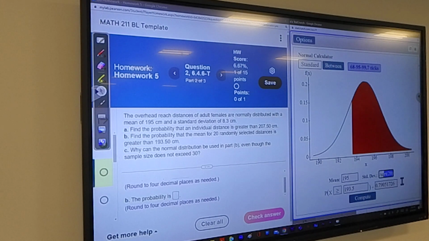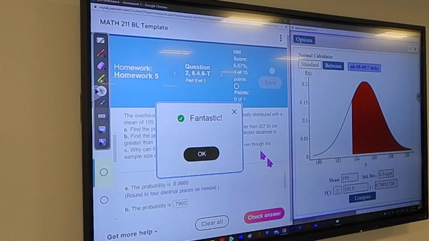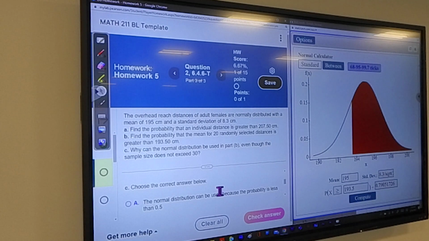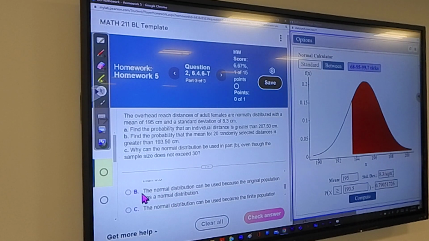So 8.3 divided by SQRT, which is for square root of 20, because in all likelihood on this problem, you are also given a number that's not a perfect square. All right, 0.7905. And why can I do this? Well, it's because the original distribution was normal.